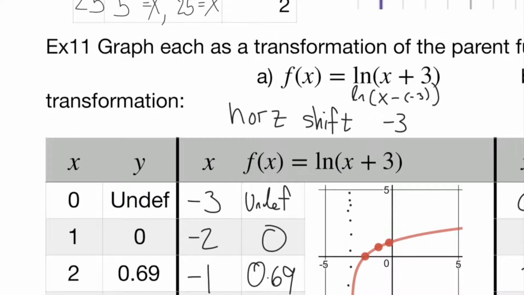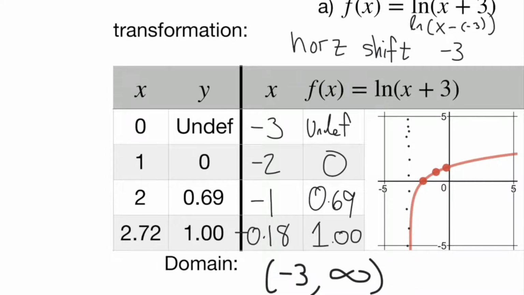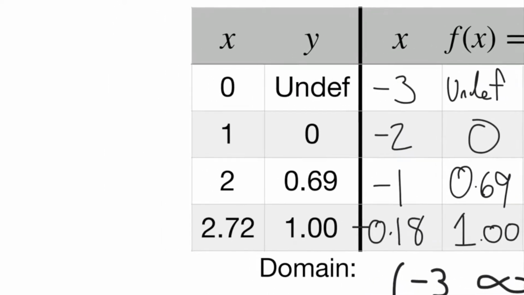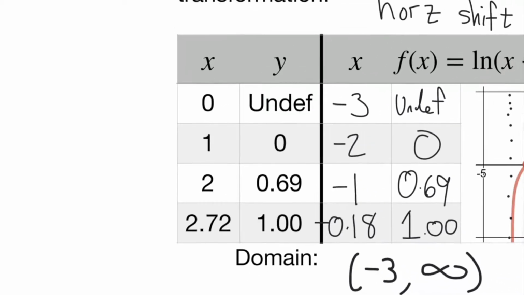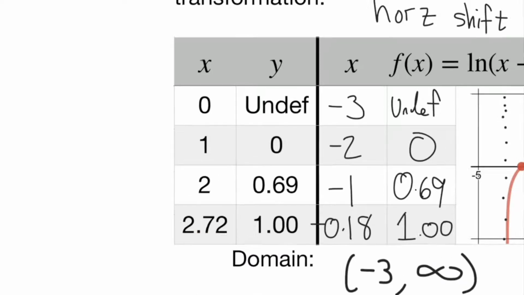Instructions say graph each as a transformation of the parent function, y equals natural log of x. Give the domain and vertical asymptote. Well, let's just make sure we've got a handle on y equals natural log of x. So if you try and put 0 into the natural log of x, you get an undefined number, as well as any negative numbers. The natural log has as its domain all positive numbers, all the numbers greater than 0. If you input 1, you get an output of 0. Input 2, you get an output of 0.69. And if you input e, or something close to e, you get 1. And that's a rounded number.